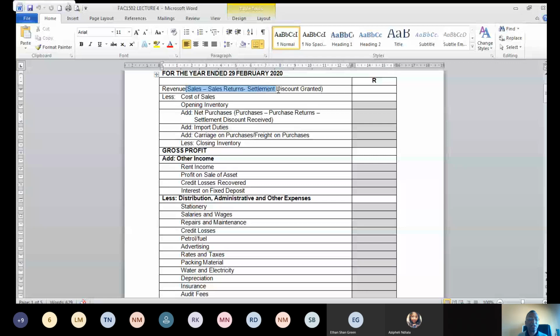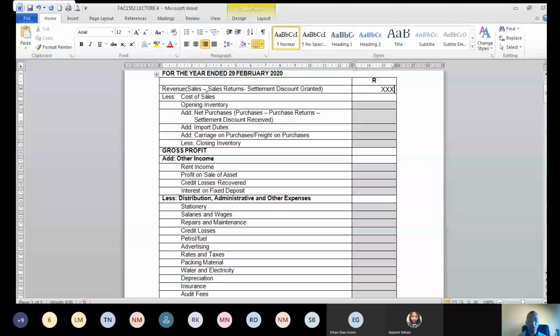So revenue is equal to the sales amount minus the sales returns minus the settlement discount granted, and that will give you an answer then for your revenue. So from your question paper, put in the amounts for sales minus the amount for sales returns minus the amount for settlement discount granted, and that is your net sales.